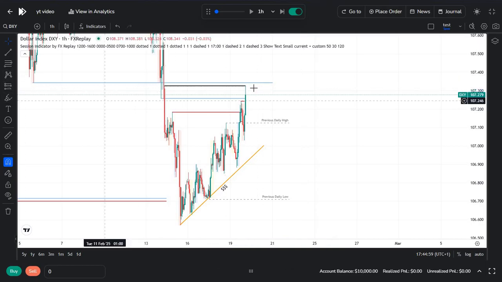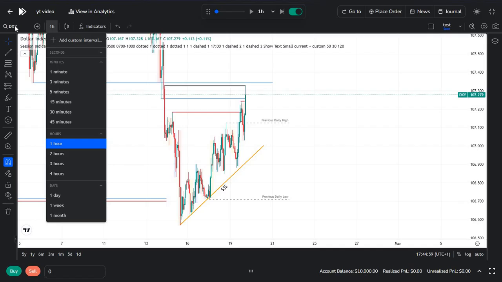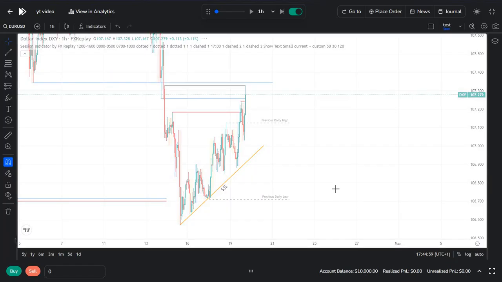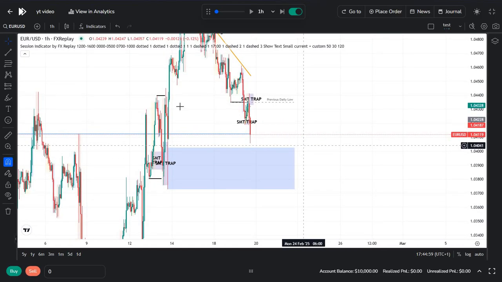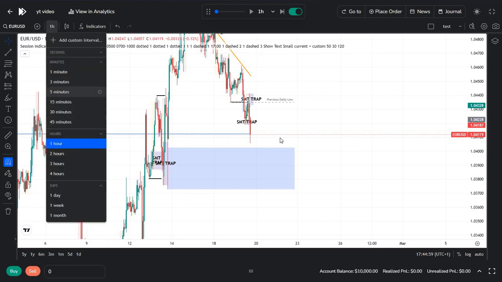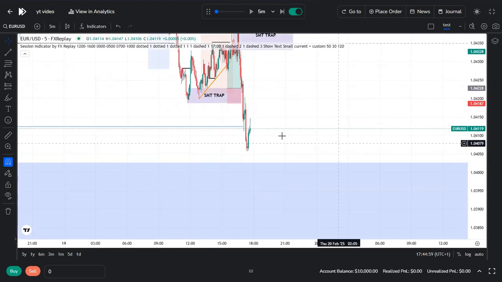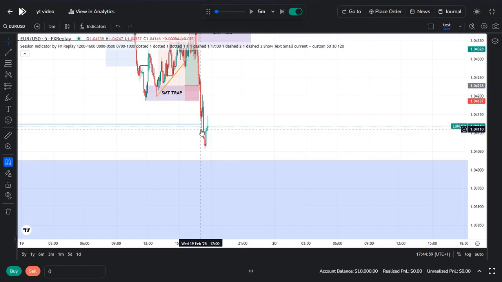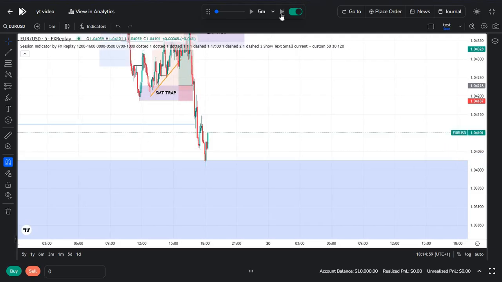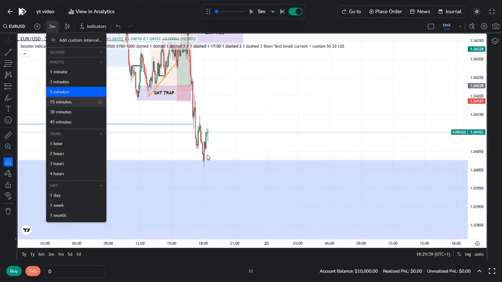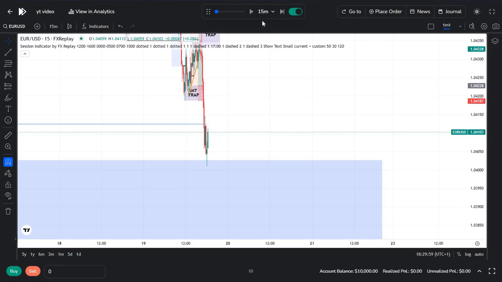So right now we're super close to it, and we already did it on EU. So sometimes you can't have everything perfect, but sometimes it's good to see it. And then we're coming lower, making a double sweep, and now we're coming to the order block.